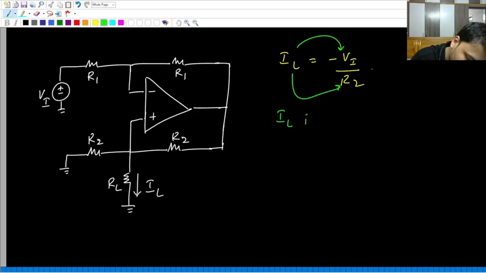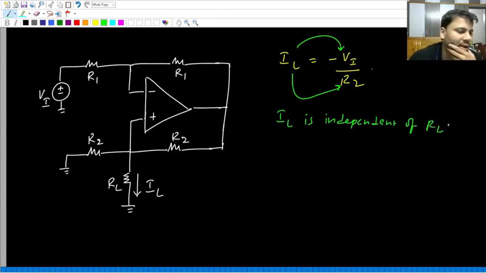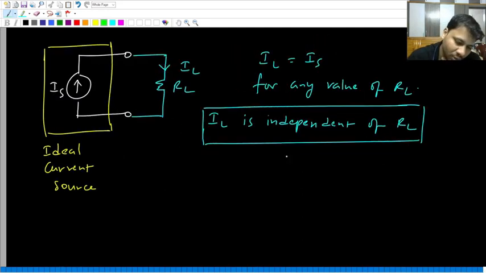So this means IL is independent of RL, or I can say the load current is independent of load resistance. When will the load current be independent of load resistance? Only when the load is connected across a box, and that box should behave like an ideal current source.